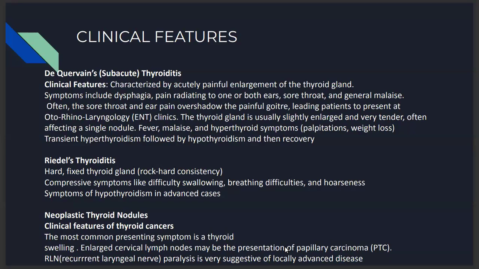In neoplastic thyroid nodules, the most common presenting symptom is a thyroid swelling. Enlarged cervical lymph nodes may be a presentation of papillary carcinoma. Recurrent laryngeal nerve paralysis is also very suggestive of locally advanced disease.